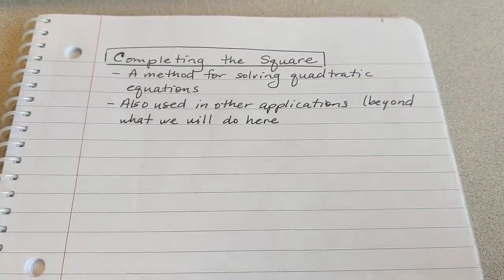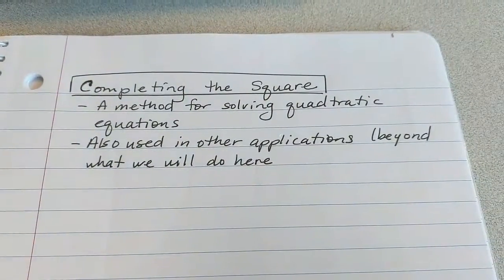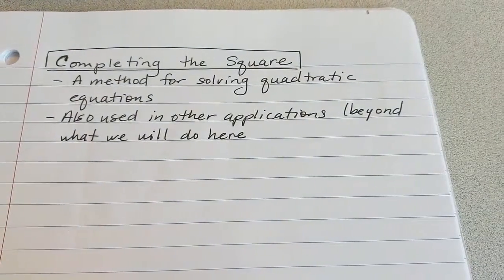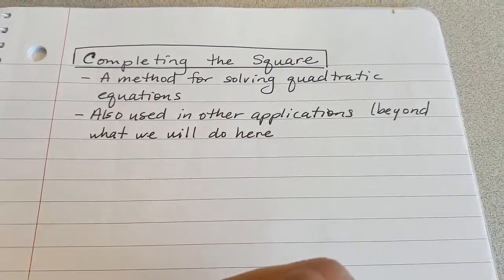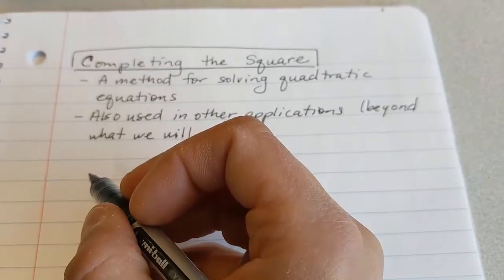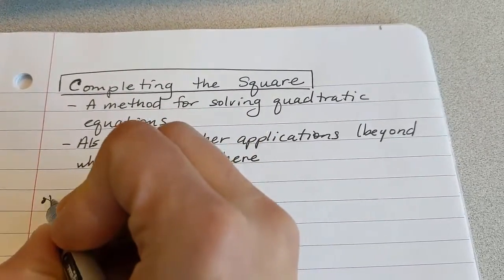We've talked about several methods for solving quadratic equations, and completing the square is another one of those methods. It's also used for other things, but we're not going to talk about those right now. So let's just write in our notes a few examples of how completing the square works. What's great about completing the square that doesn't happen with factoring is that it works for any quadratic equation.